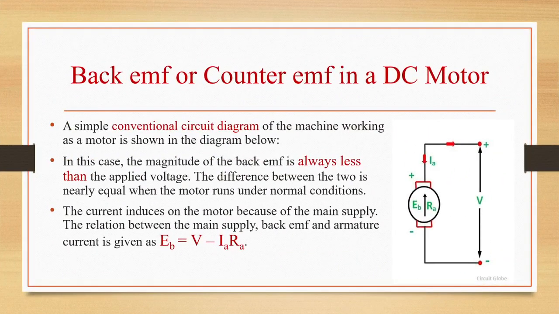Let us consider a simple conventional circuit diagram of a machine working as a motor, as shown in the figure. In this case, the magnitude of the back EMF is always less than the applied voltage. The difference between the two is small when the motor runs under normal conditions. The current in the motor is due to the main supply, and the relationship between the supply voltage, back EMF and armature is given as EB equals V minus IaRa. So we can write the voltage equation for a DC motor as V equals EB plus IaRa.